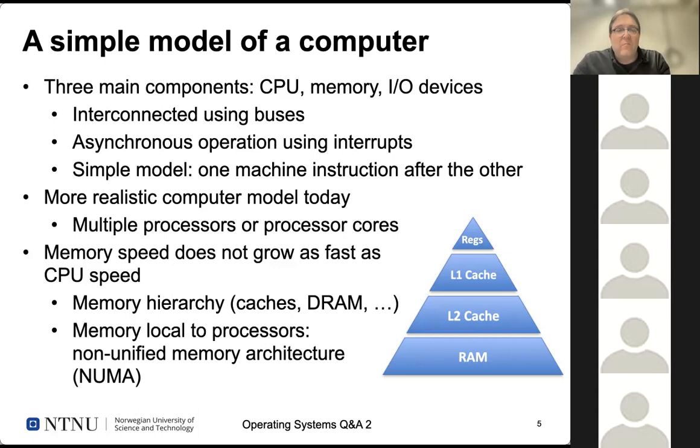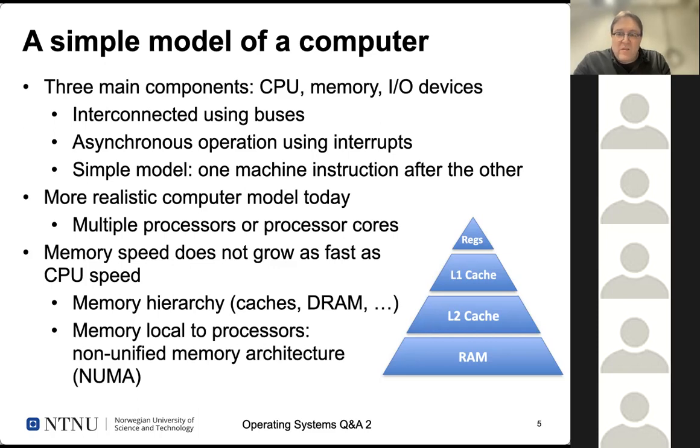And we've also looked at more realistic computer models today, which have multiple processors or processor cores, maybe different sorts of memories, so not only RAM, but also cache memories. And also maybe if you have several processors, you have this memory split between your processors. So accessing memory that's attached to another processor is much slower than accessing your local memory.